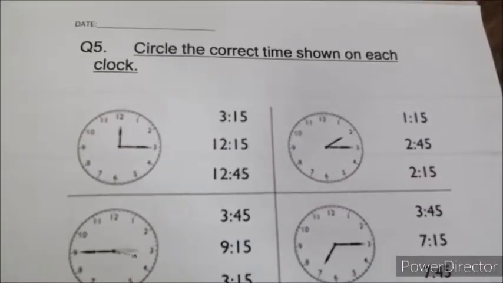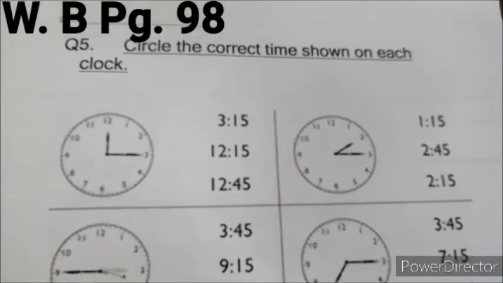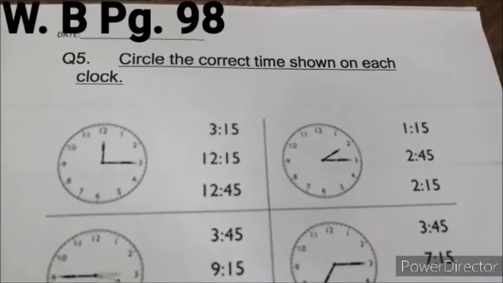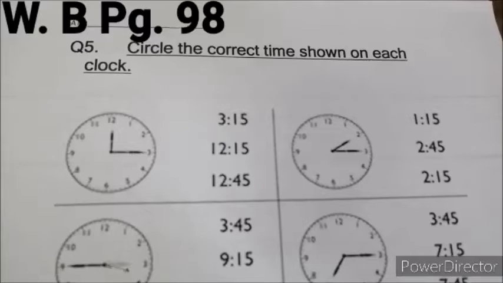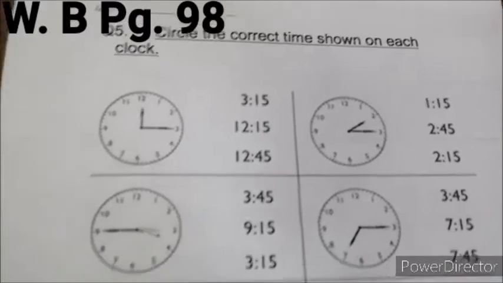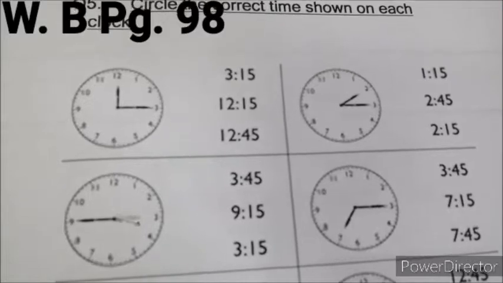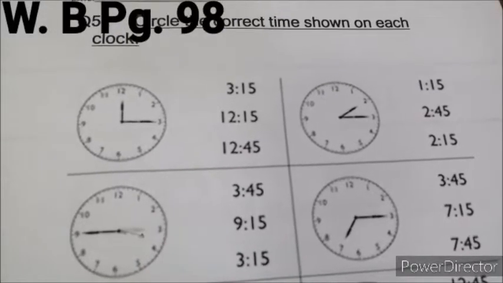Take page number 98. Read this question. Number 5. Circle the correct time shown on each clock. They have given us different clocks. There are many clocks on this page. We have to read the time and circle the correct time. Okay? You all know to read the time, no? So we will do it easily.